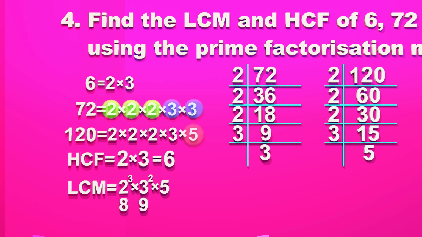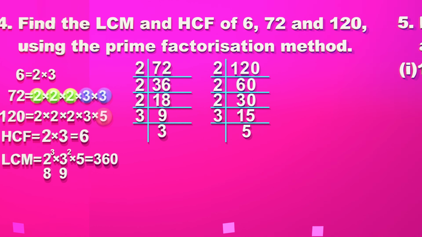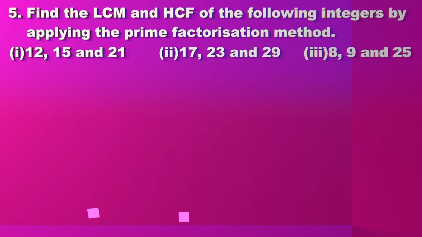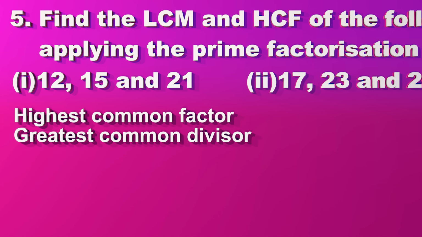By multiplying all these numbers, we will get 360. This is the LCM. Next question, we will solve question 1. In this question, we also have to find the HCF and LCM using prime factorization method. Here HCF means highest common factor. It is also called greatest common divisor.